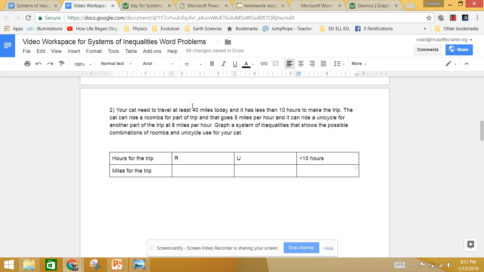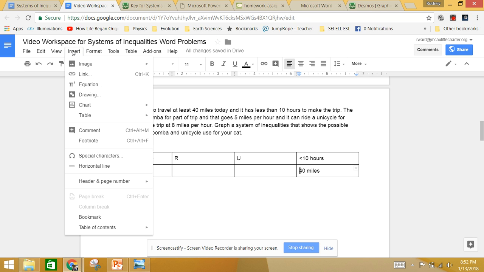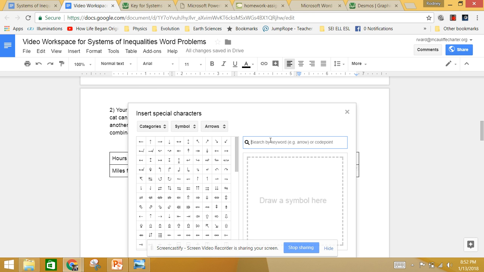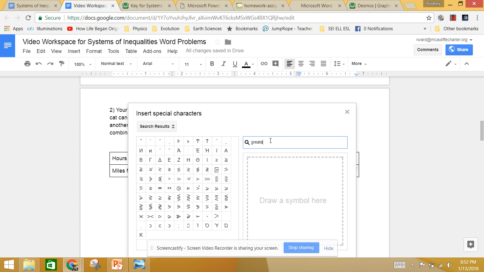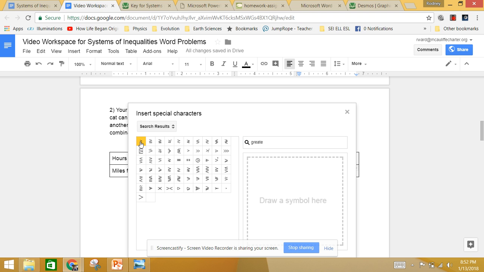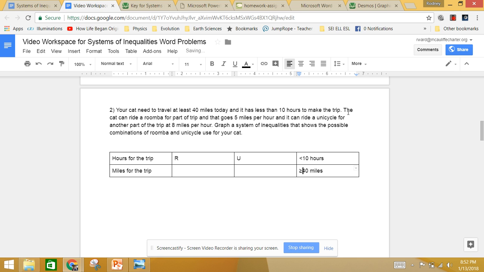Now, miles for the trip, we know it has something to do with 40 miles. So we have another inequality going on here. It says at least 40 miles. So the lowest number could be 40 miles, but it could be more than 40 miles if the cat travels. That means we're going to use a greater than or equal to inequality. So I've got greater than or equal to 40 miles.